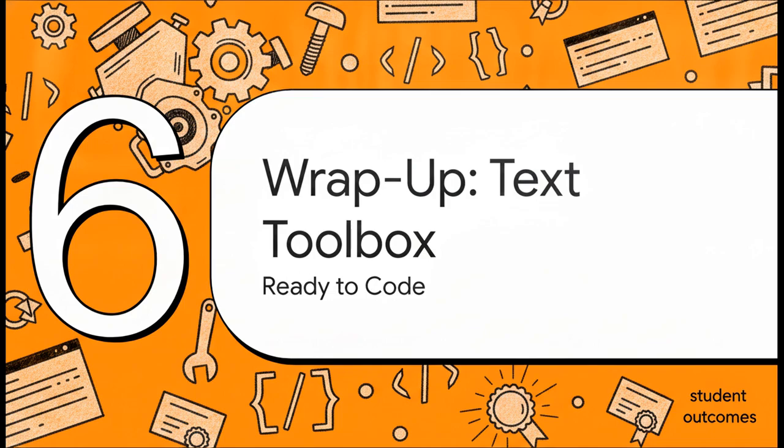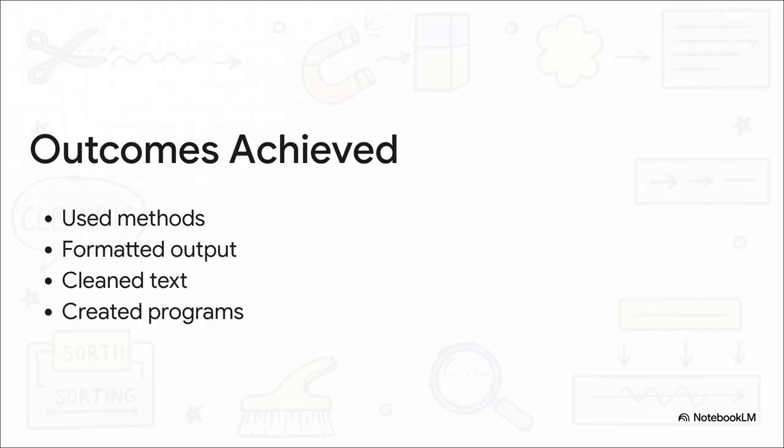And that brings us to Section 6, our wrap-up, your text toolbox. You are officially ready to code. Look at everything we've knocked out today. We've successfully wielded string methods like .upper and .title. We've completely formatted output using those hidden escape characters like newlines and tabs. We've cleaned up messy text data by stripping away those annoying extra spaces, and we now understand the actual logic required to create solid text processing programs. We've gone from just being passive consumers of digital text to active problem-solving creators.